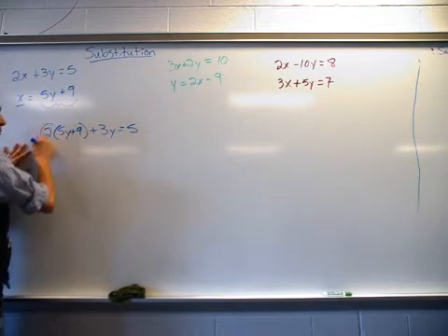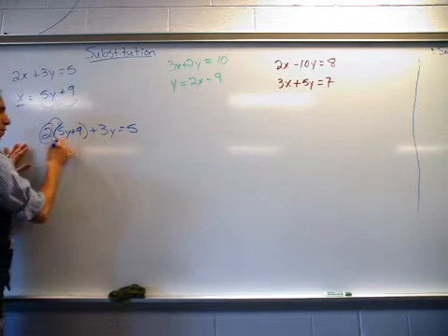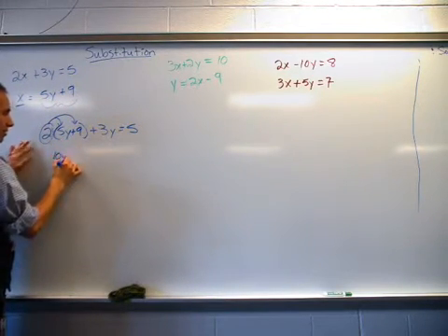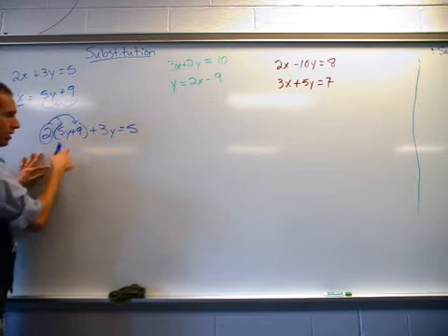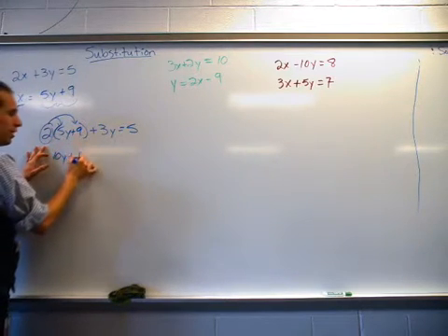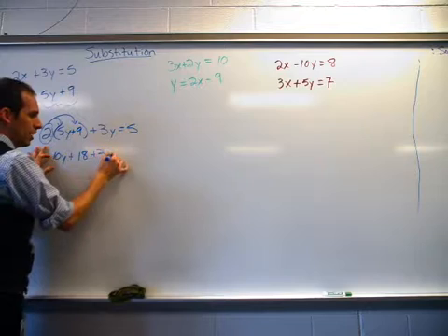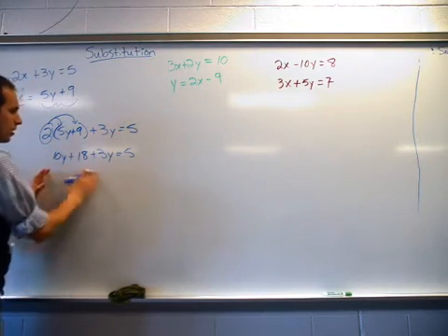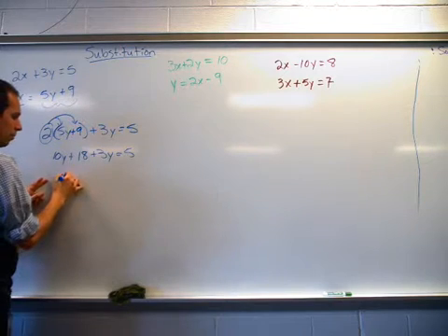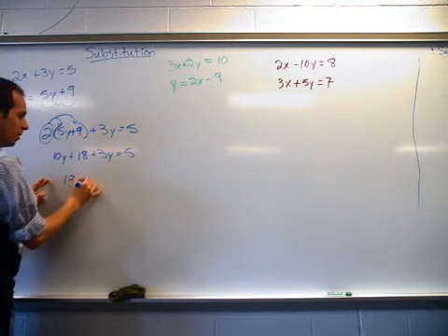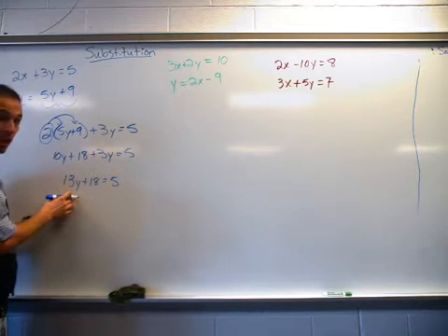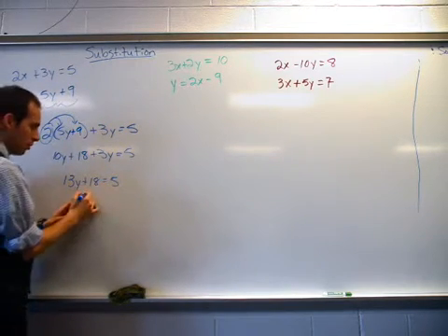So distribute: 2 times 5y and 2 times positive 9. That gives you 10y, because 2 times 5 is 10y, plus 2 times 9 is 18, plus 3y equals 5. All I did was finish writing the sentence. Combine your like terms. 3y plus 10y is 13y plus 18 equals 5. Solve for y. So subtract 18 from both sides.